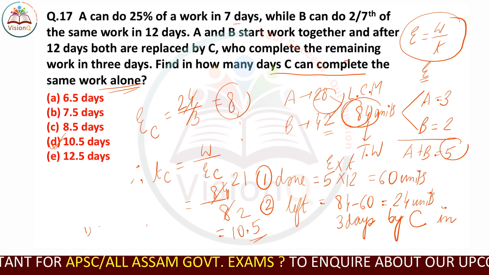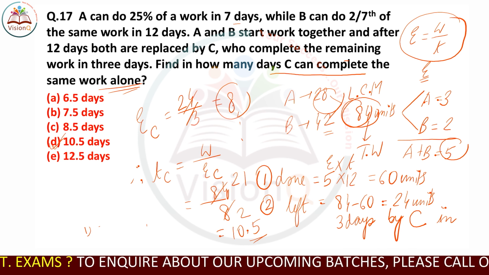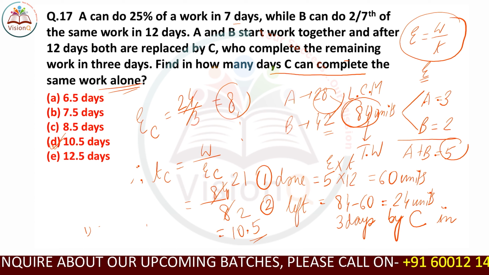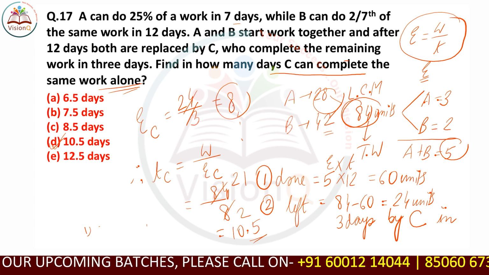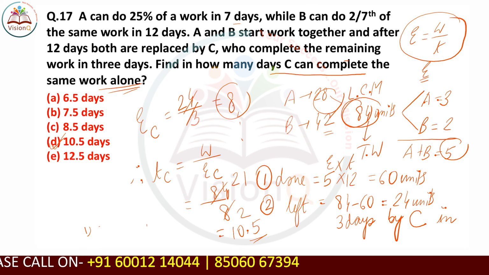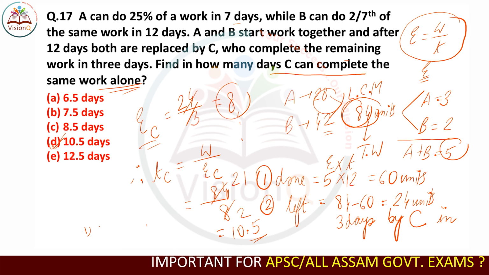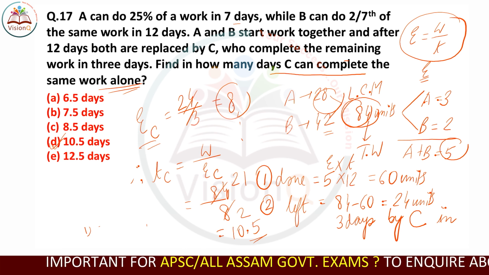Such questions are very, very important for any kind of examination. First find total work. Next find efficiency. In such questions, first find the work done. Next find how much work is left. Then who will do this work, and in how many days? But since in this question you know total work and time, you can find the efficiency of C. So students, let us discuss the next question of this series, question number 18.